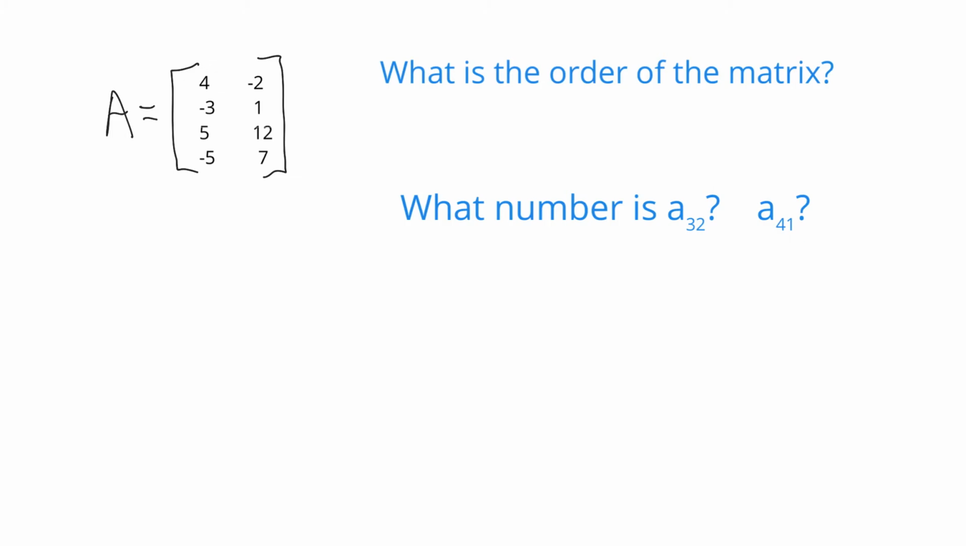Go ahead and look at this example, and take what you just learned and pause the video. Write down what is the order of this matrix, and then also write down what number is in the position A subscript 3, 2, and what number is in the position A subscript 4, 1. When you're ready to check your answers, press play again.